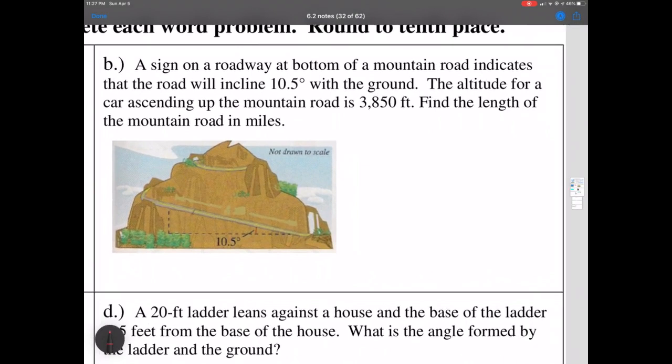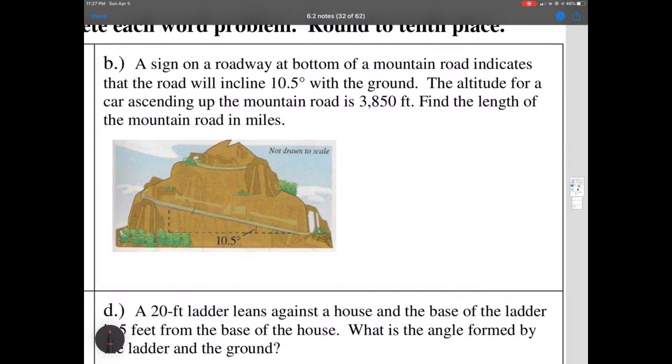The next example says a sign on a roadway at the bottom of a mountain road indicates that the road will incline 10.5 degrees with the ground. The altitude for a car ascending up the road is 3,850 feet. Find the length of the mountain road in miles. So the altitude is just going to be this vertical line. That's 3,850. And we want to find the length of the mountain road. So we are looking for this value.